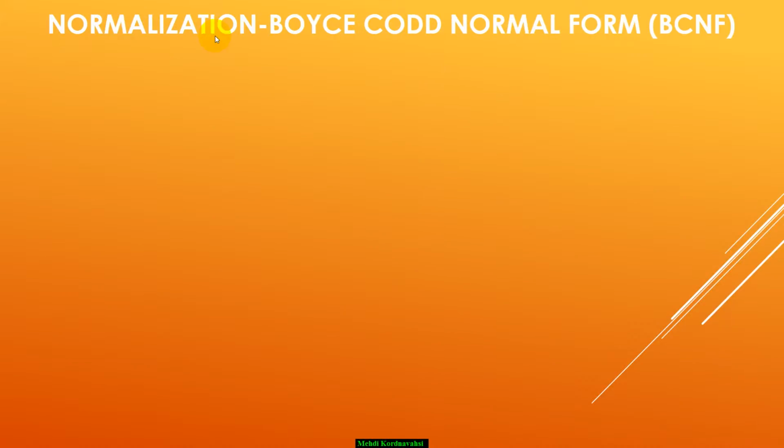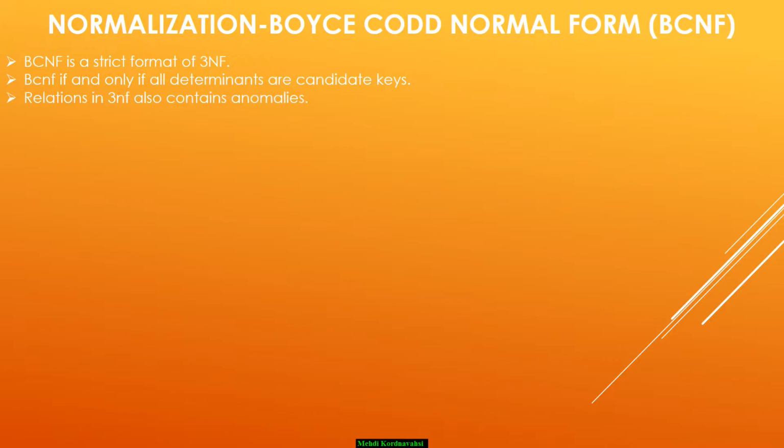The higher level of normalization is named Boyce-Codd normal form, or BCNF. BCNF is a stricter form of 3NF. A relation is in BCNF if and only if all determinants are candidate keys. BCNF deals with multiple candidate keys. Relations in 3NF can also contain anomalies.